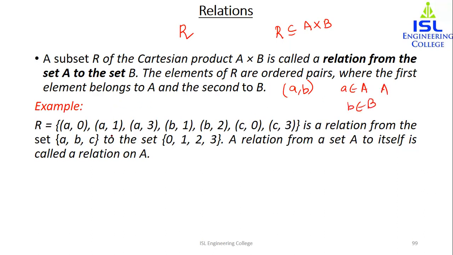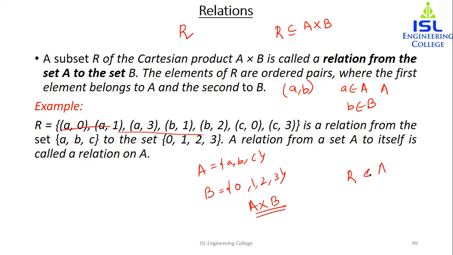Example: if you have a set A equal to {a, b, c} and B equal to {0, 1, 2, 3}, then the relation over here has been defined. It will be a subset of A cross B. Okay, and a relation from a set A to itself is called a relation on A. So we are speaking about a relation R which is a subset of A cross A.